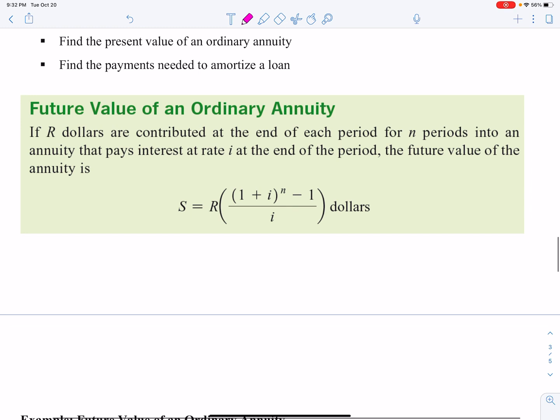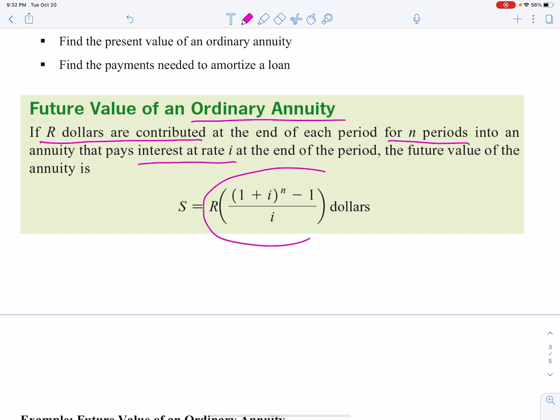Here we go. Future value of an ordinary annuity. If R dollars, so R is the amount that you contribute at the end of each period for n periods into an annuity that pays interest at rate I, then at the end of the period, the future value of the annuity is this equation in dollars. A bunch of stuff to plug in, PEMDAS again, all that good stuff.